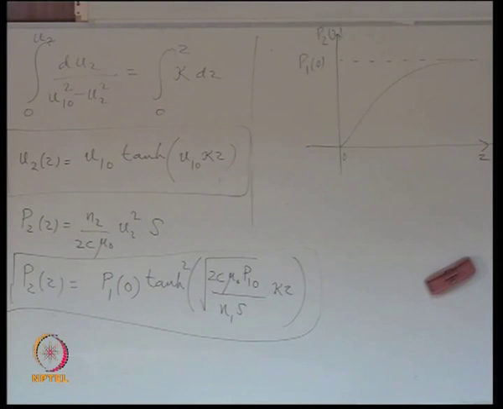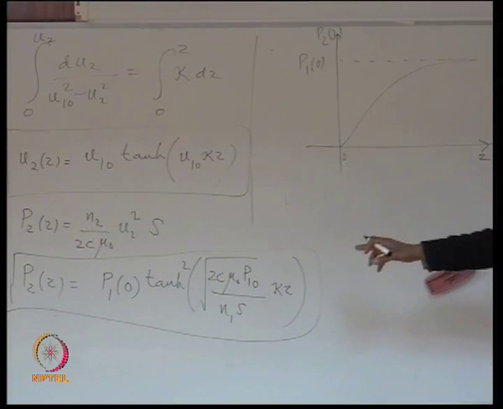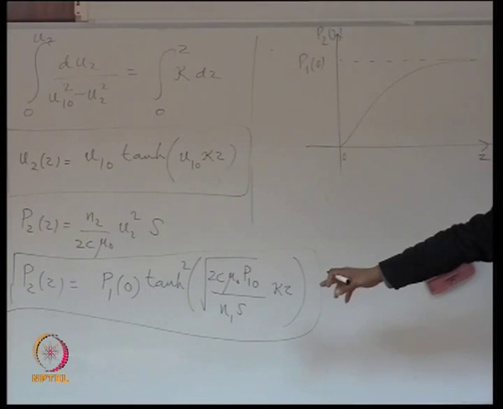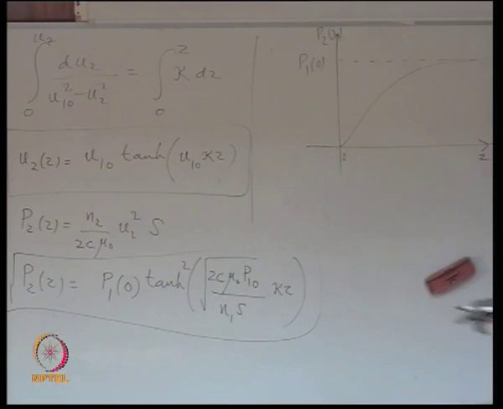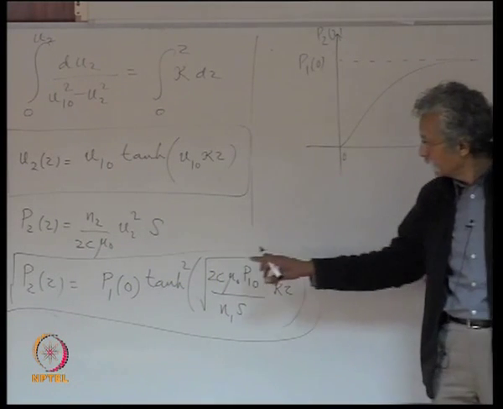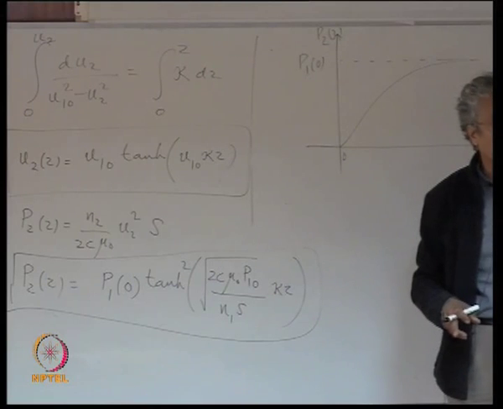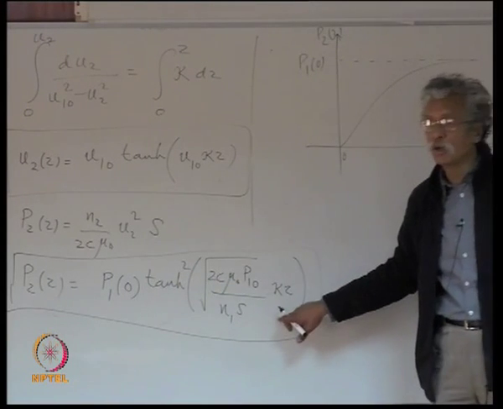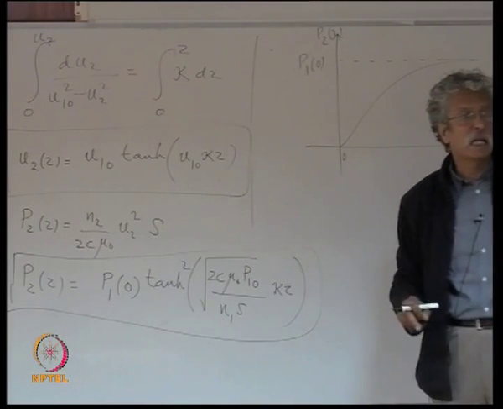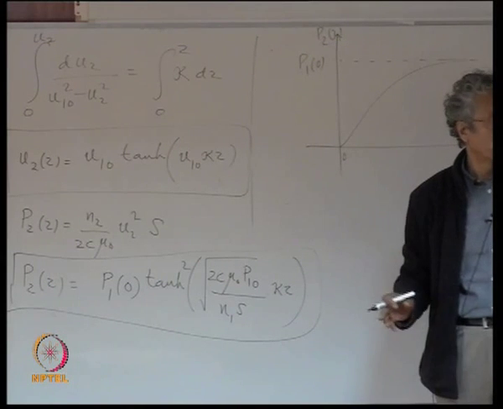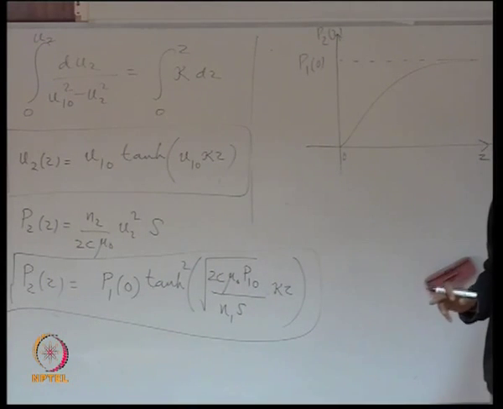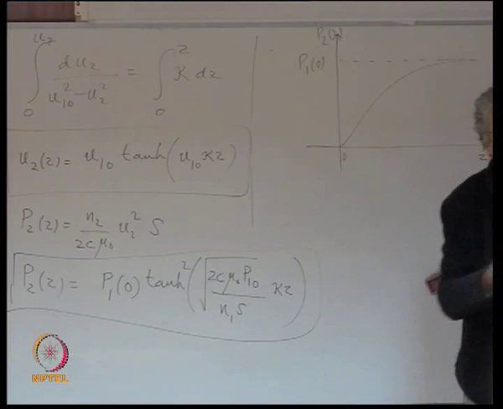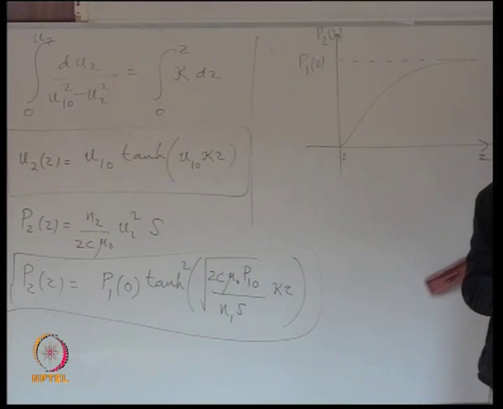Now I leave the following problem: if the efficiency is small, that means P2(z) must be very, very small. That means this argument must be small. Then you can express the tan hyperbolic function in terms of the argument. And I would like you to show that the efficiency comes out to be exactly what you have calculated before under the no pump depletion approximation.